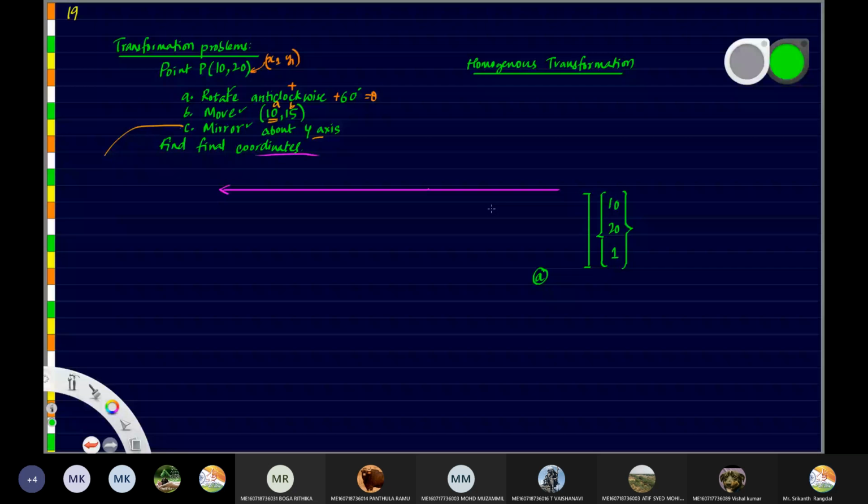So what is this matrix? What is the transformation we have to do here? You have to rotate in the anti-clockwise direction. So we have to take cos 60, minus sin 60. We need some space here, right? So minus sin 60, and sin 60, cos 60.